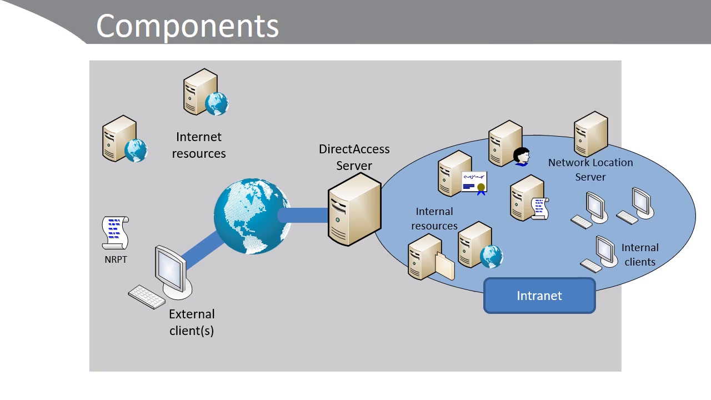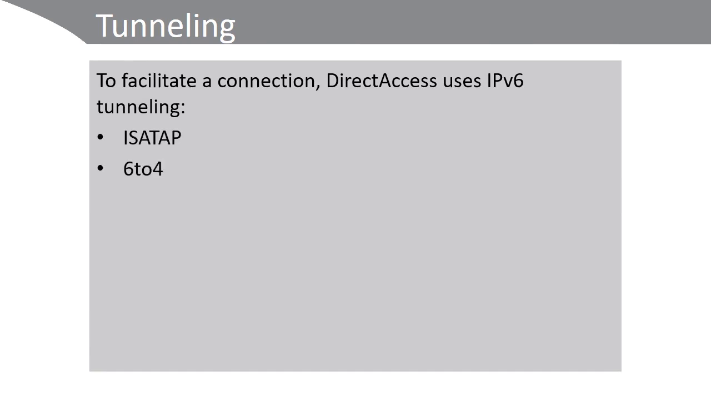The network location server. Clients use the network location server to determine where they are. So in other words, are they in the intranet or are they on the internet? The internal resources are the server-based resources users want to connect to. So for example, file servers and web servers and so forth. You'll also require Active Directory and possibly a certificate server, and you'll also need a DNS server. To facilitate a connection, DirectAccess uses IPv6 tunneling, ISATAP, 6to4, Teredo, and IP-HTTPS.